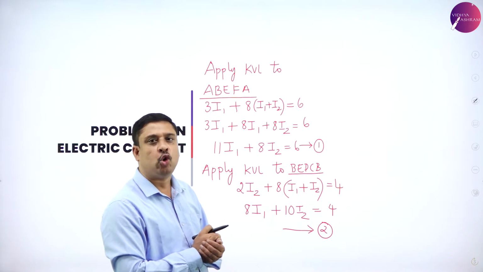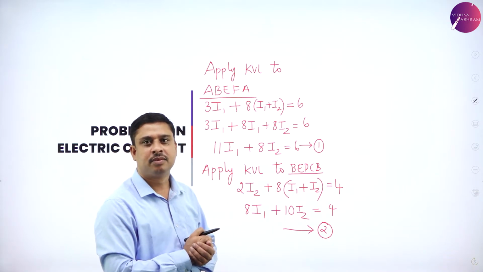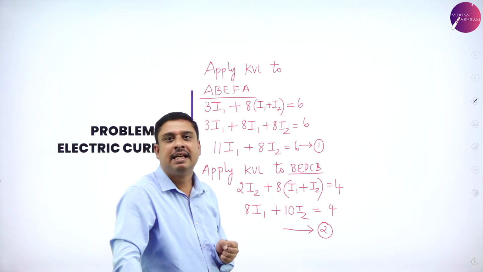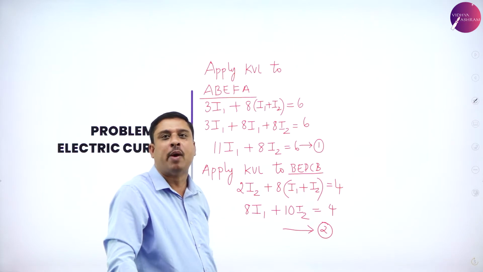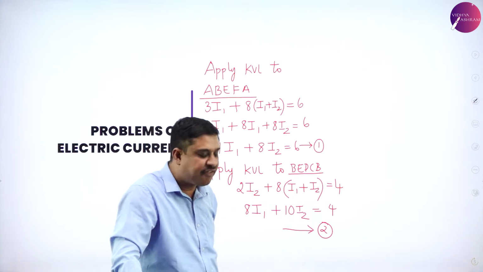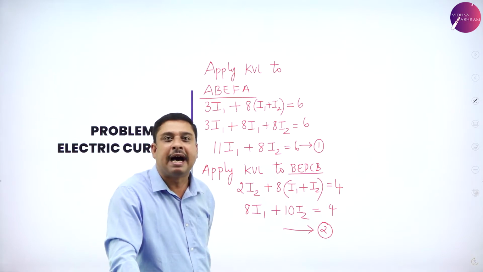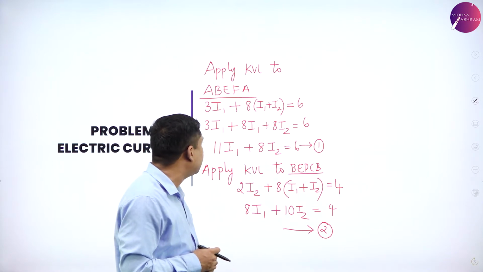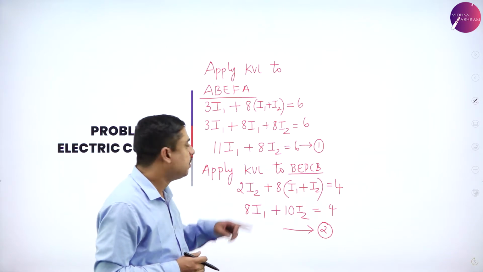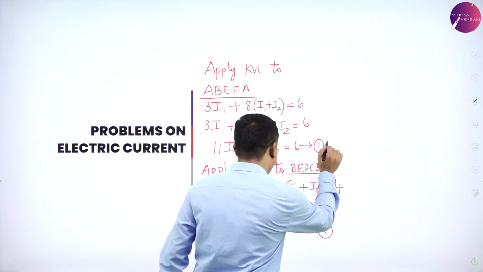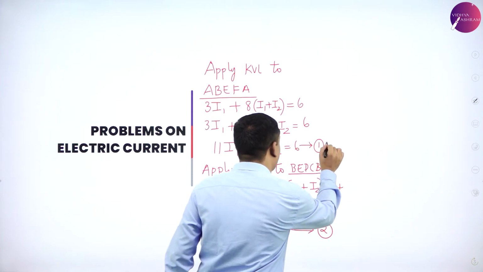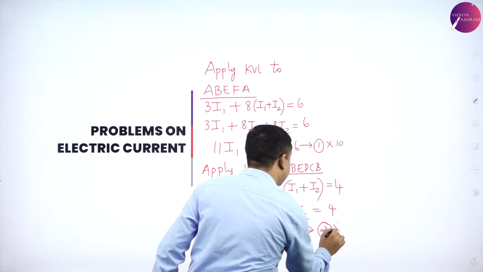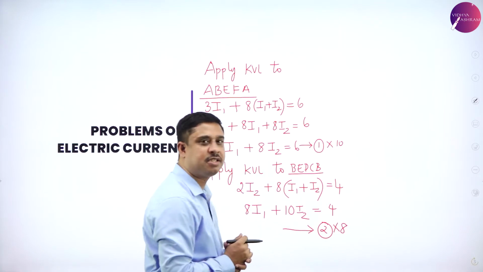Now I have to simplify. I have got 2 linear simultaneous equations, simplify them, we will arrive at I1 and I2. So for simplification, what is that we do? We will multiply the first equation by 10, the second equation by 8.